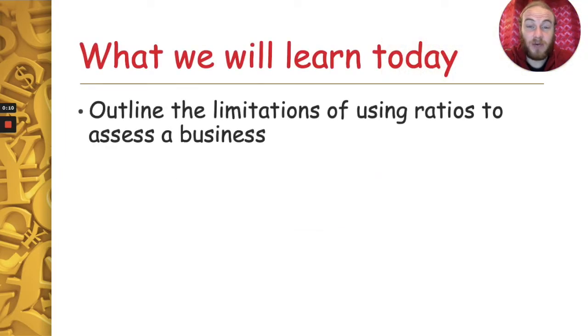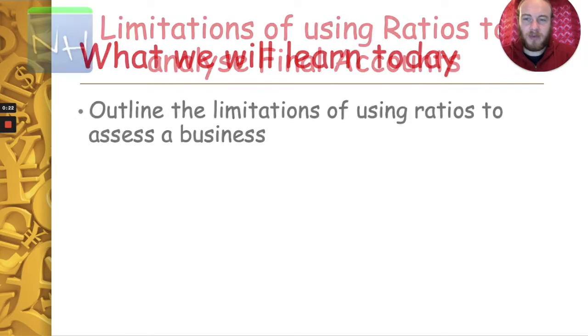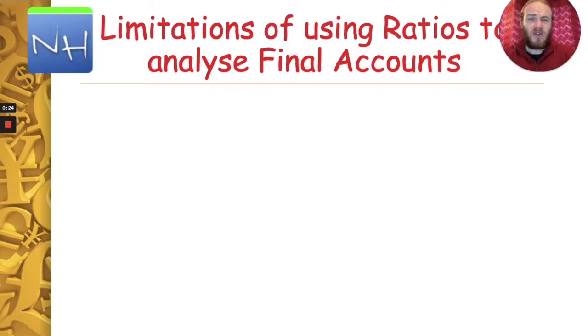In this video we're going to look at the limitations of using ratios to assess a business. In the last number of videos in the series we've looked at the different ratios that we use to look at a business's performance and how they're getting on. Now we're going to talk about the limitations as to why it may or may not be the best way to look at it. So have a think of what you think the limitations of using final accounts or ratios to analyse a business are, and when you're ready, press play to continue.